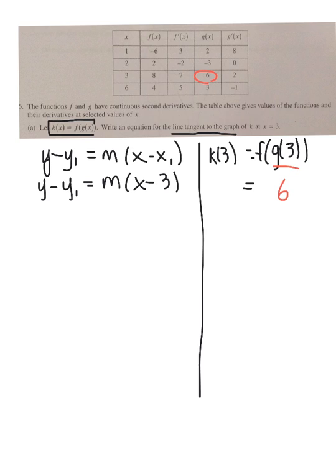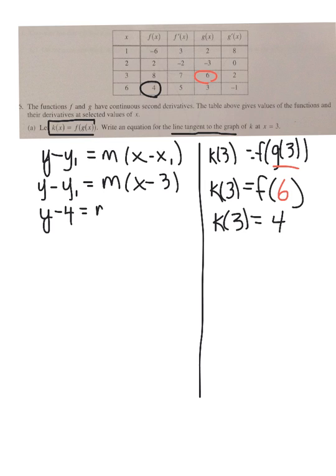And then after that, we are going to find f of 6. And that is easy enough. It's right there. So then that would mean that k of 3 is going to be equal to 4. So y minus 4 equals m times x minus 3. All right. Last thing then we need to do is we need to find the slope, don't we? And you know how we find slope.